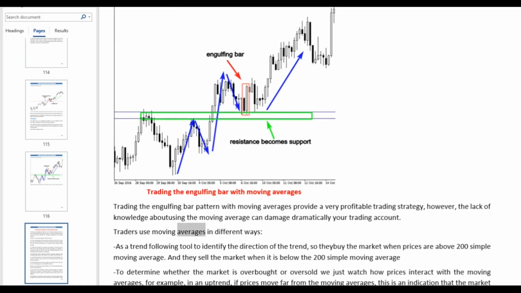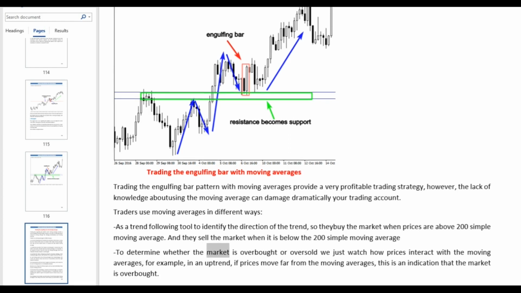Traders use moving averages in different ways. As a trend following tool to identify the direction of the trend, they buy the market when prices are above the 200 simple moving average, and they sell the market when it is below the 200 simple moving average.